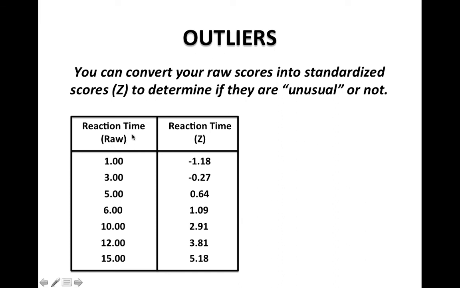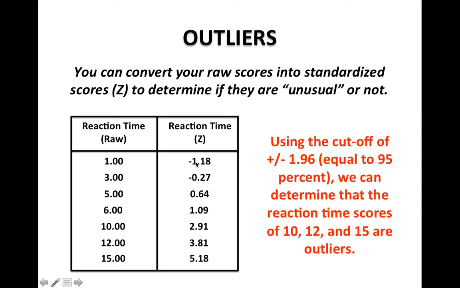So we have here the following examples of reaction time: 1, 3, 5, 6, 10, 12, and 15. We have converted these into z-scores, so standardized scores. We see that for 1, we have negative 1.18, and then negative 0.27, etc., working our way all the way up to 5.18. If we use the cutoff of plus or minus 1.96, so 95%, we can determine that the reaction time scores of 10, 12, and 15 are outliers. So 10, 12, and 15 seconds are outliers, given that these z-scores are bigger than plus 1.96.